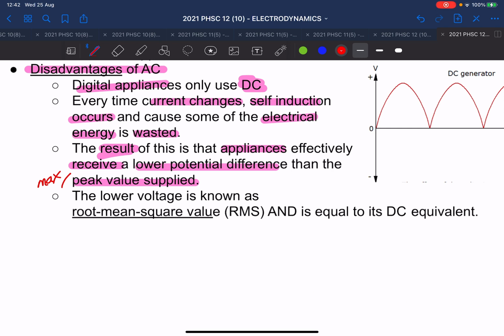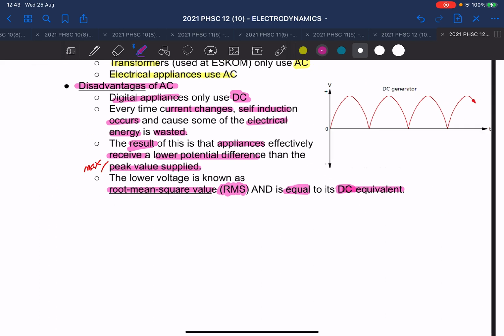Right. Then that lower value is called the root mean square value. That's the name of it. Root mean square value, and we use the abbreviation, and you're allowed to use the abbreviation RMS, root mean square value, and that is equal to its direct current equivalent. Its direct current equivalent. Okay, now I want to mention a few things here.